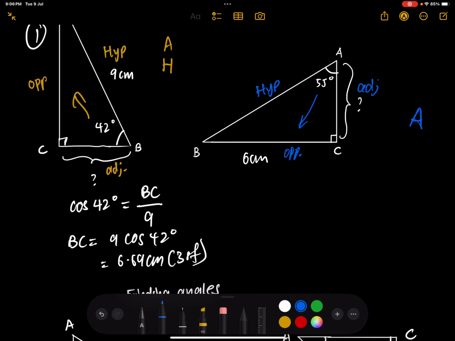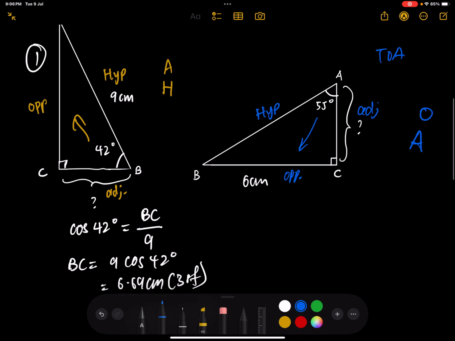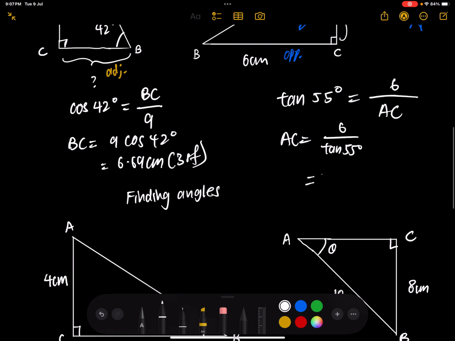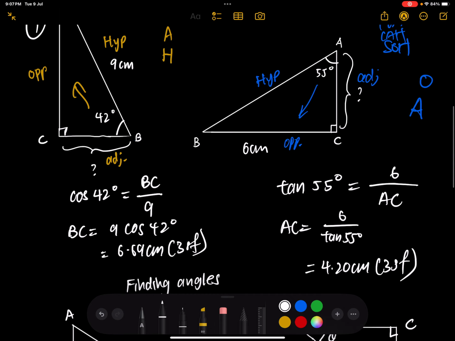I am given opposite. So which one is it? I have O and I have A. So I use tangent. Tangent 55 degrees equals 6 over AC, because it's opposite over adjacent. Adjacent is what I want to find, so AC is 6 over tangent 55 degrees, which gives me a value of 4.20 cm for 3 sig figs. Okay, very good, excellent. Everybody is so perfect already.